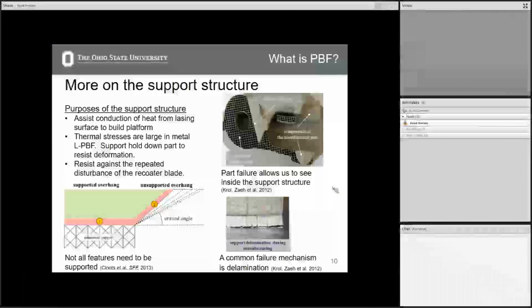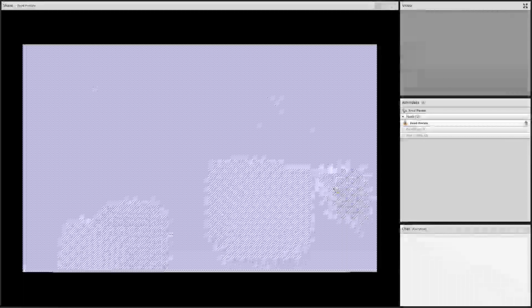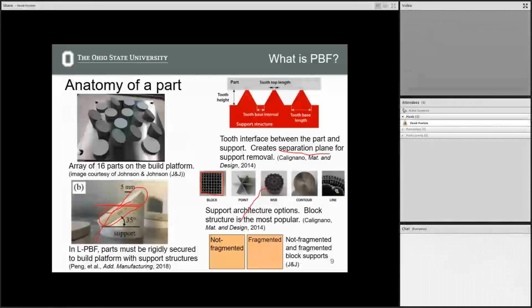These are all slides I went through on Tuesday as well. Just a reminder, we talked about the anatomy of the part. Basically, in a laser powder bed process, you have your part right here, then a support structure, and below this is the build platform. This build platform is what's fixed into the machine. So here's where you'd have it bolted in here, here, here, and then somewhere down here that's off the screen.